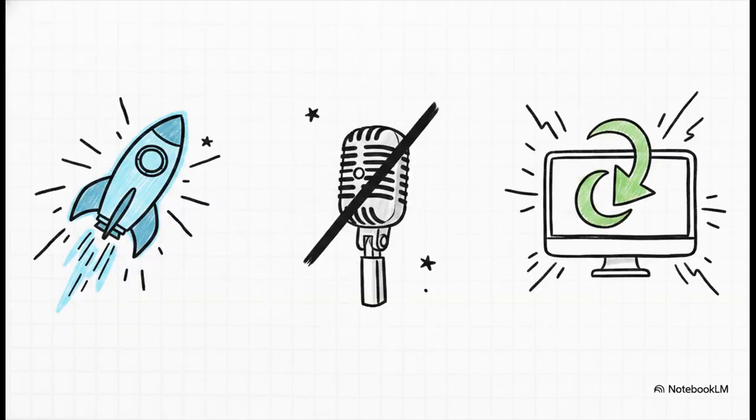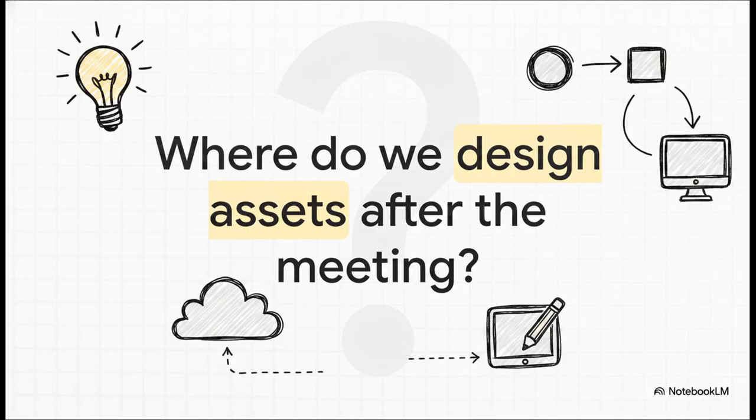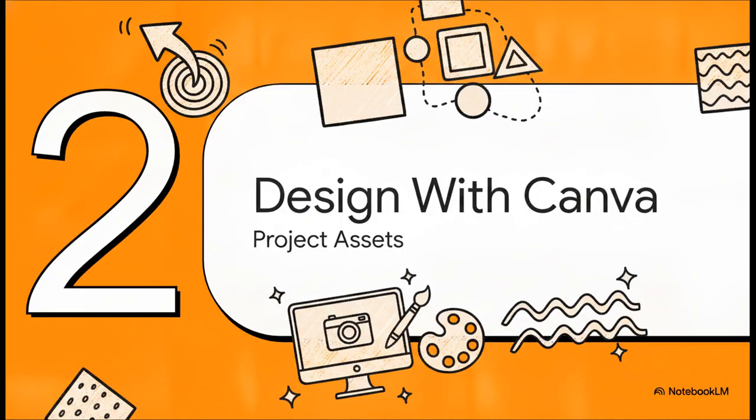If we strip Zoom down to its absolute core value, it's just this. Launch the room, mute the noise, and share your screen to kickstart the project. But okay, the meeting is over. Everyone's hyped. But where do we actually go to turn those abstract ideas into actual visual assets? That brings us to Section 2, Design Assets with Canva.